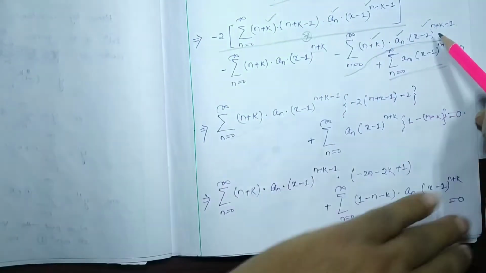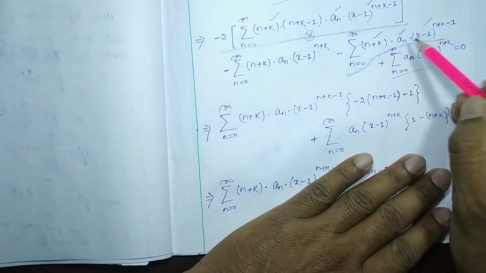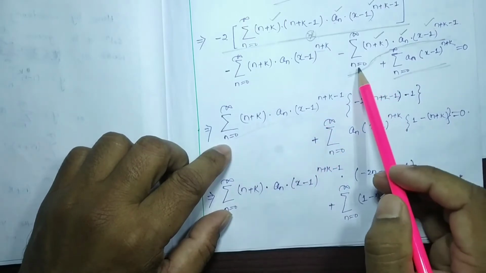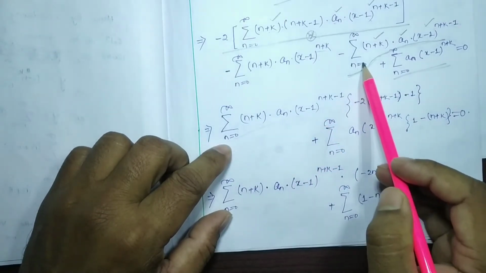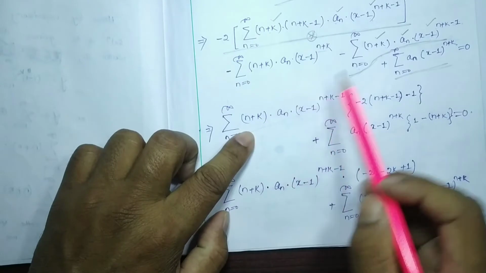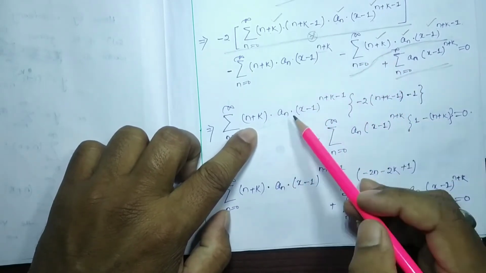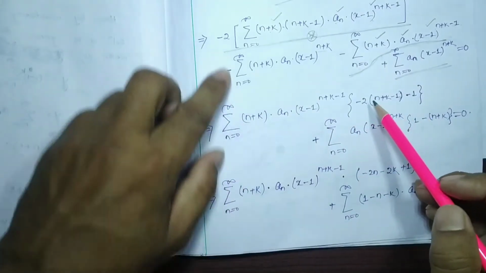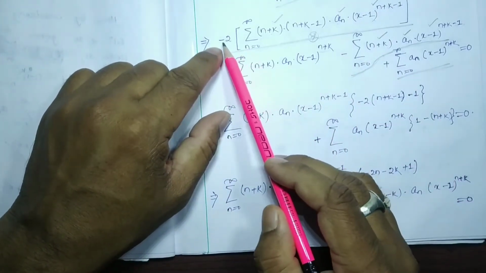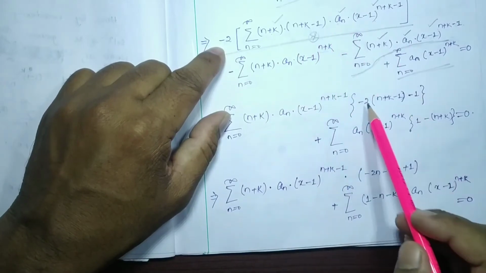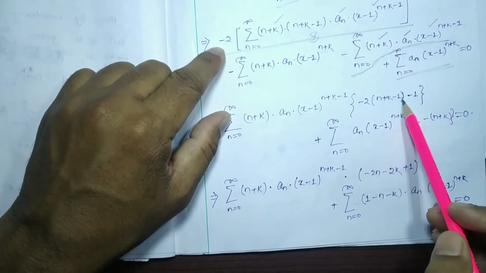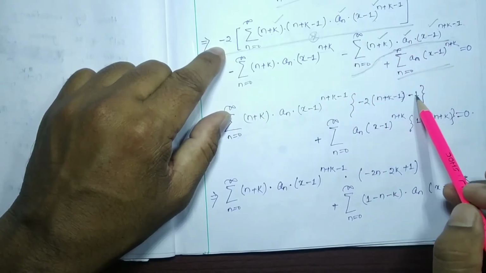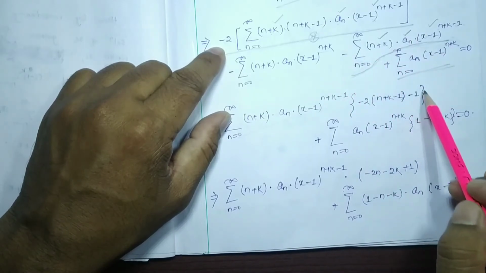See, considering this one, we can take outside the bracket the summation n equal to 0 to infinity, n plus k, a n, x minus 1 to the power n plus k minus 1. The bracket starts. The remaining things will be minus 2 times n plus k minus 1. For the second term, only minus 1 remains to be added up. So minus 1, bracket closed.